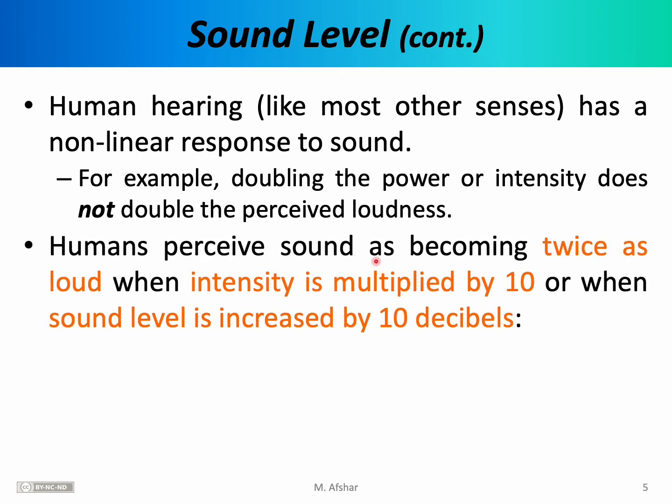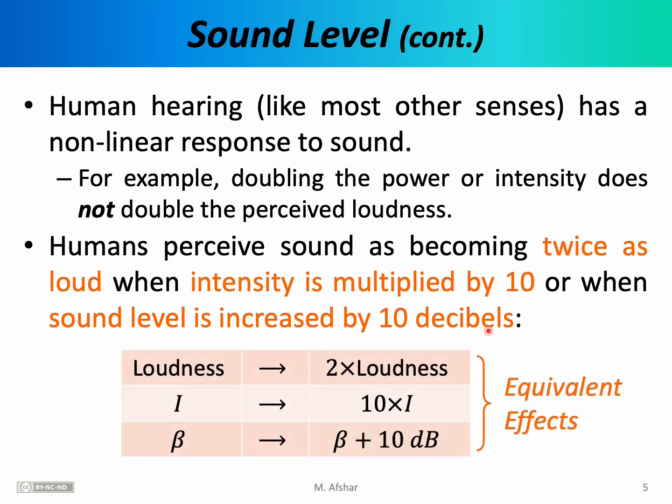Roughly speaking, humans perceive a sound as becoming twice as loud when the intensity is multiplied by 10 or when the sound level is increased by 10 decibels. So some people tend to prefer talking about intensity. Others, especially, for example, ear doctors, prefer talking about sound level in terms of decibels. So you should know that when you add 10 decibels to the sound level, you're basically making the perceived loudness twice as great. Or if you multiply the intensity by 10, you're achieving the same effect.